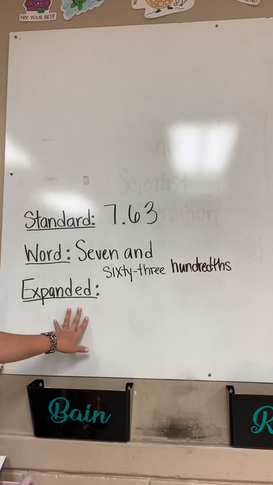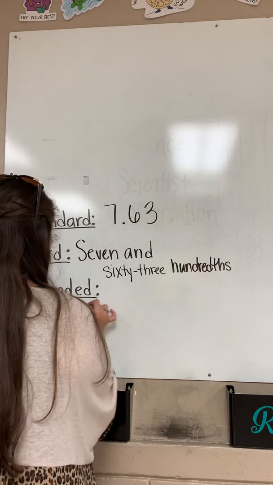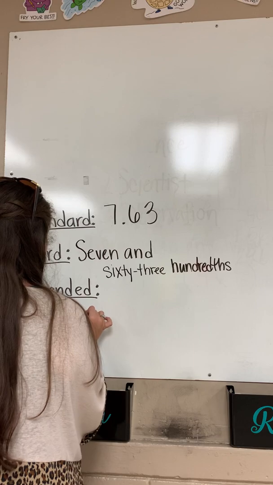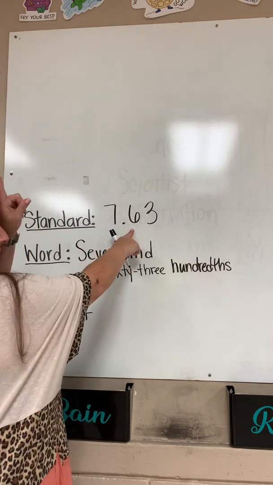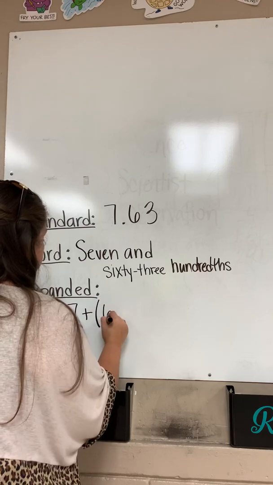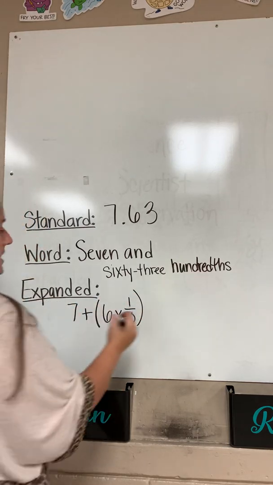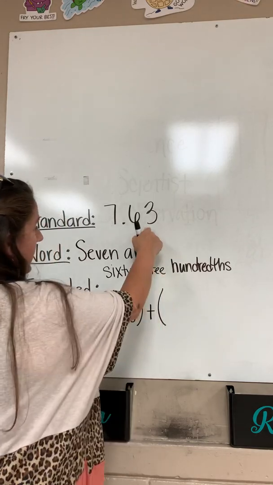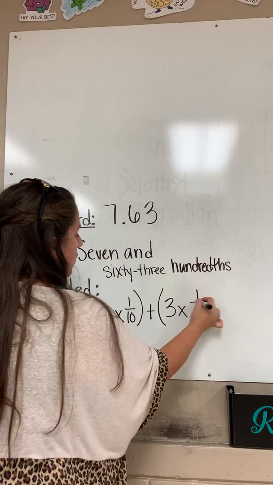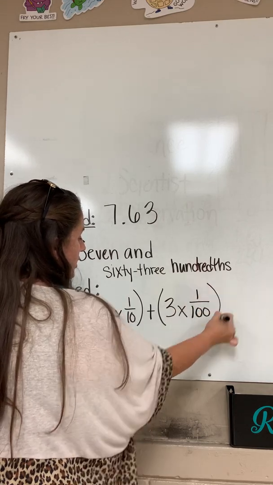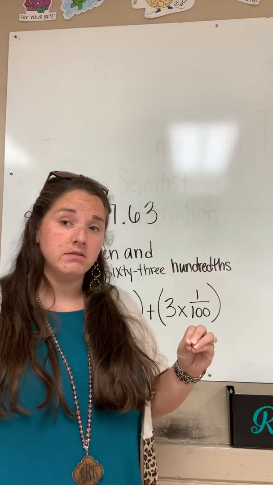Okay, so now we're gonna break it down into expanded form. So that 7 is just normal. I'm gonna put it down here. Plus, now we're gonna do our parentheses. So we're gonna say 6 times 1/10 parentheses plus that 3, and that 3 is in the hundredths place, so it's 1/100th close parentheses. Okay, guys? So that's all we're doing, okay?